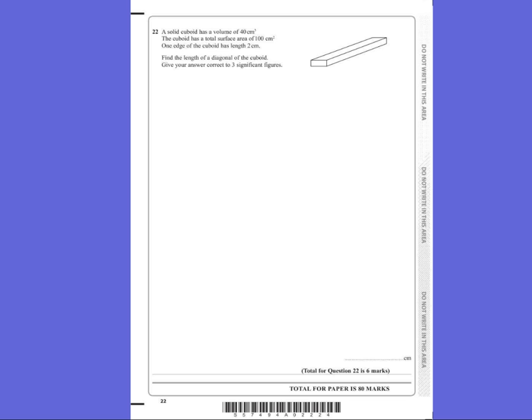So we're going to have to do this using algebra, because we've only got one distance here, which is 2. We'll call this one x and we'll call this one y. So the width and the length of this is x and y. We're told that the volume is 40. So to work out the volume of a cuboid, our first equation is 2 times x times y, or 2xy, is equal to 40. So 2xy is equal to 40.